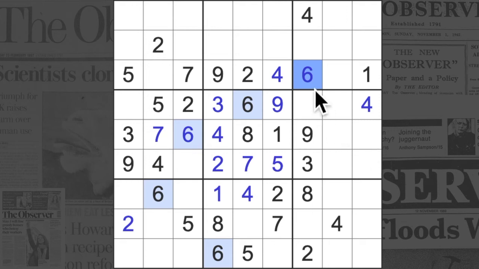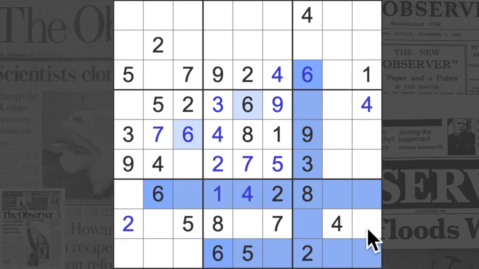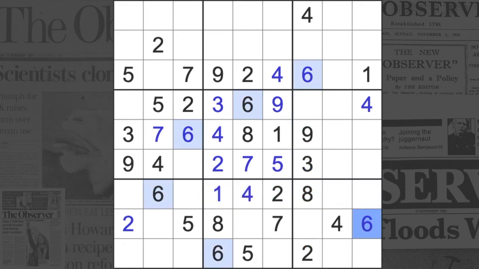But that 6 definitely helps us, because now this 6 blocks this square here. Now, in fact, we have 6s blocking across these 2 rows, and so we can place a 6 in that square there. And now 6 blocking up and 6 blocking across these 2 rows means that 6 appears in that square.